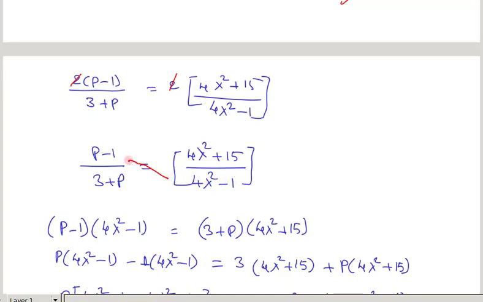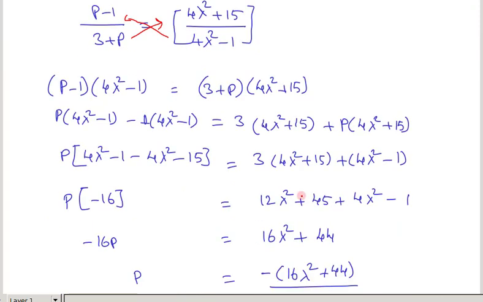On doing cross multiplication, this can be written as p minus 1 of 4 delta square minus 1 is equal to 3 plus p of 4 delta square plus 15. Now on multiplying this to LHS, this can be written as p of 4 delta square minus 1 and minus 1 of 4 delta square minus 1. This is equal to 3 of 4 delta square plus 15 plus p of 4 delta square plus 15.